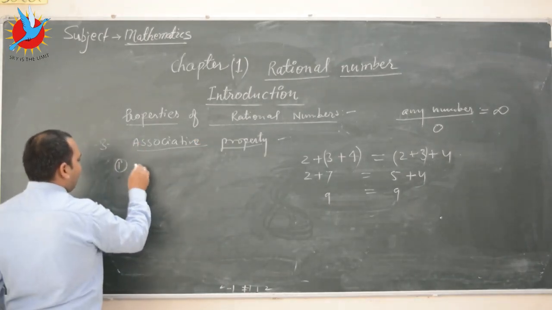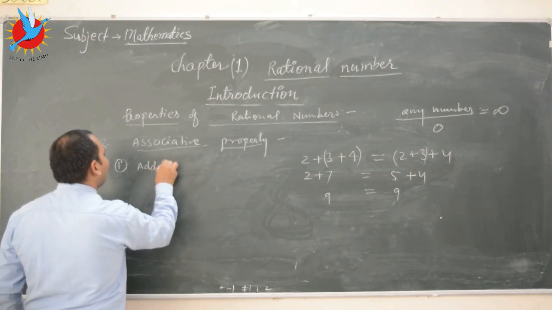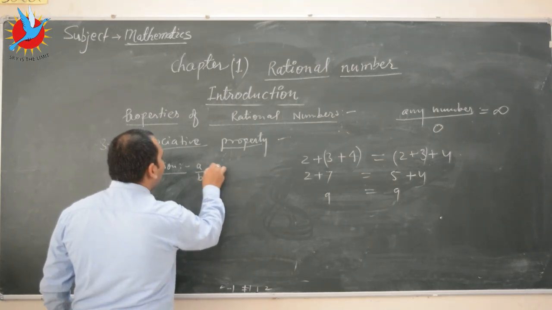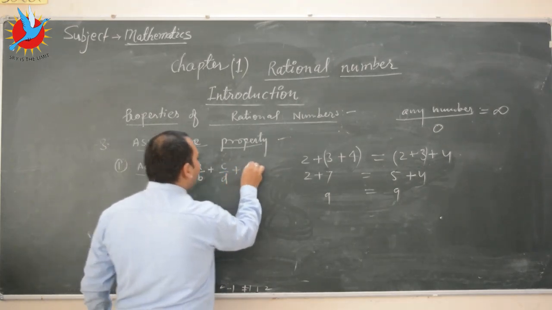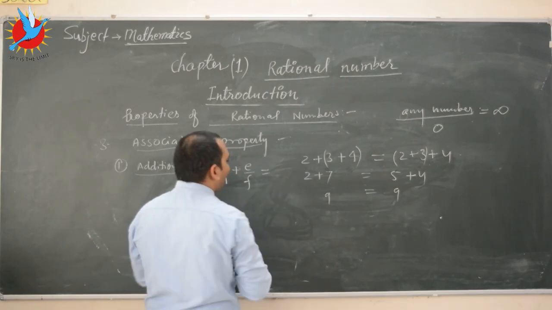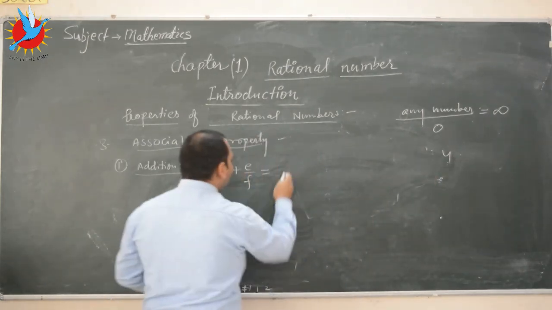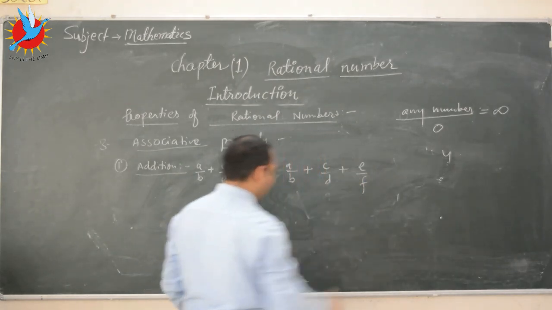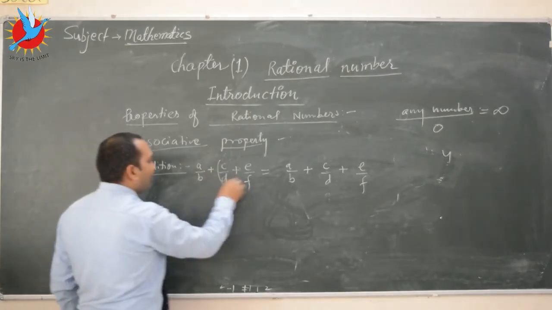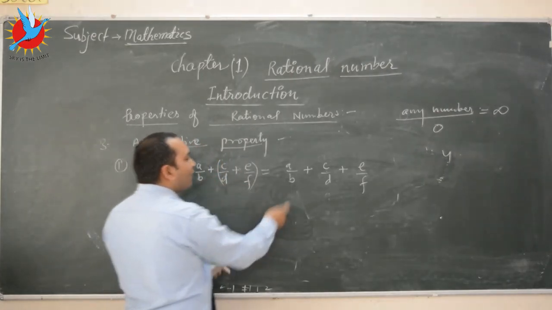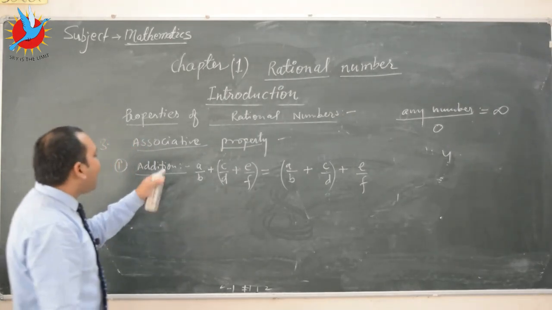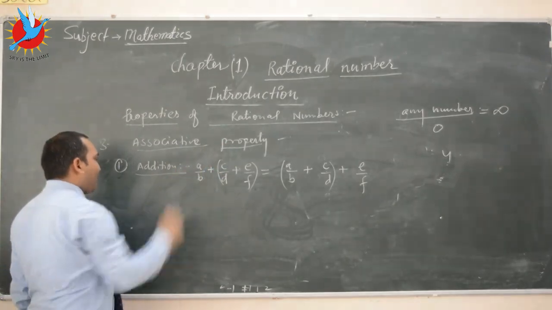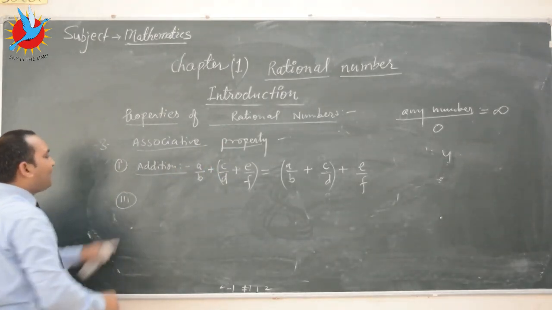Means in case of addition, for three rational numbers, consider a upon b plus (c upon d plus e upon f) is always equal to (a upon b plus c upon d) plus e upon f. It means when we take the last two and here the first two, it also satisfies the associative property.